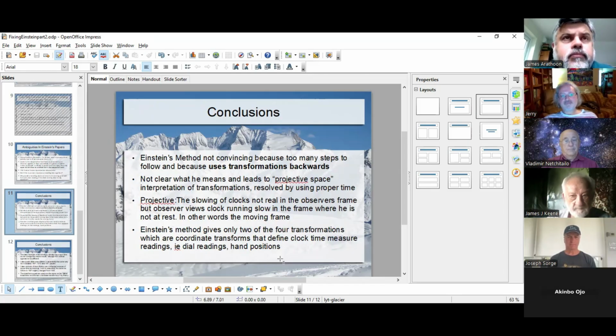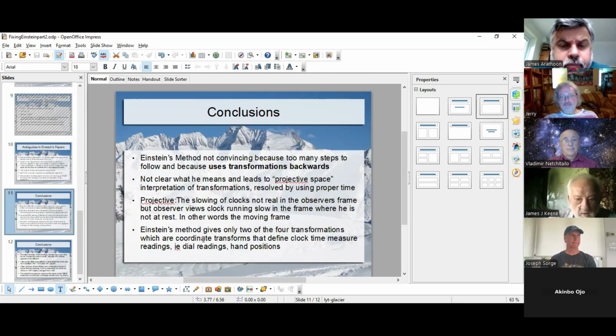I'm not sure how many minutes we got left, but it's getting close. So the conclusions: Einstein's method is not convincing because there are too many steps to follow. And I told you, he derives the Lorentz transform, then converts to the inverse Lorentz transform, and then he puts in x prime equals 0.